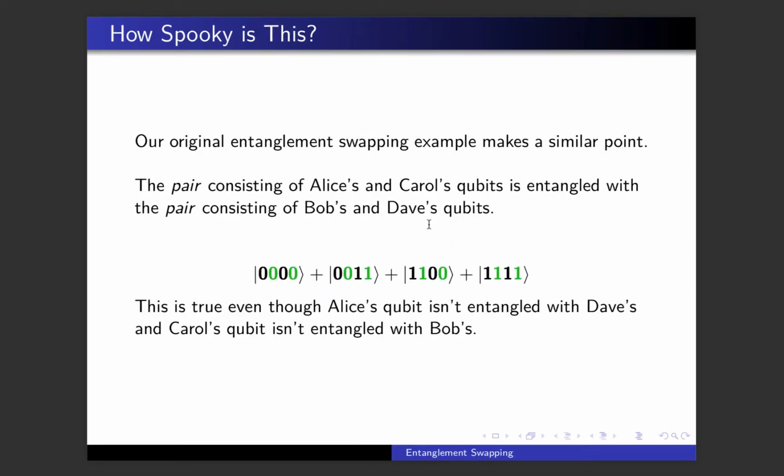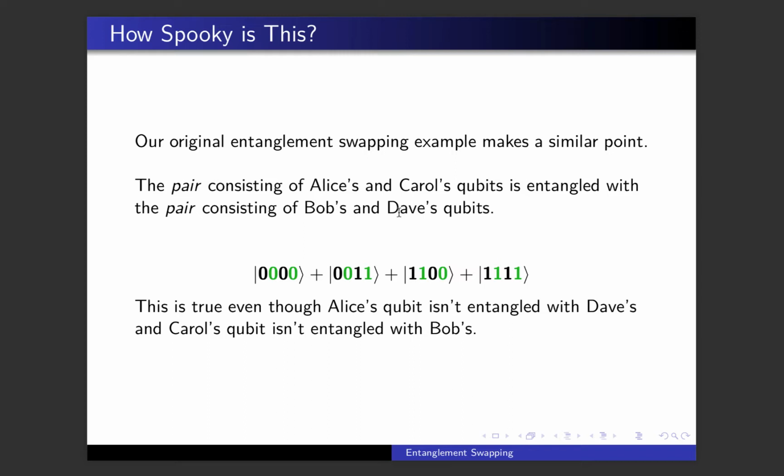Now go back to our original entanglement swapping example. Alice and Carol aren't entangled. Bob and Dave aren't entangled. Alice and Carol perform an entangling measurement. Bob and Dave end up entangled. Let's now think about the relationship between the pair that Alice and Carol possess and the pair that Bob and Dave possess. Initially, Alice and Carol aren't correlated with one another. Bob and Dave aren't correlated with one another. Or to put it another way, they aren't entangled with one another. Alice and Carol aren't entangled. Bob and Dave aren't entangled.